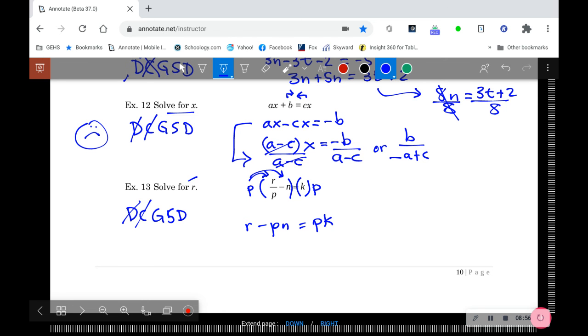Now we need to gather everything with r on one side, which means I have to take that over, and I'll essentially be done. pk plus pn. Don't forget to change the sign when you take something over. Okay, I know this says page 10 down there, but ignore that. Some of you have different page numbers. So this is the second page of the notes for section 1.3.